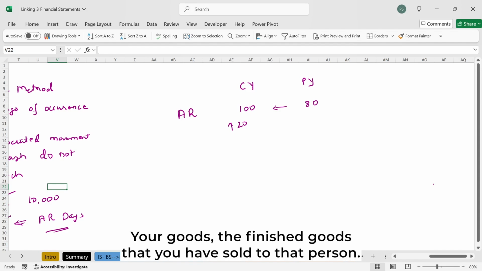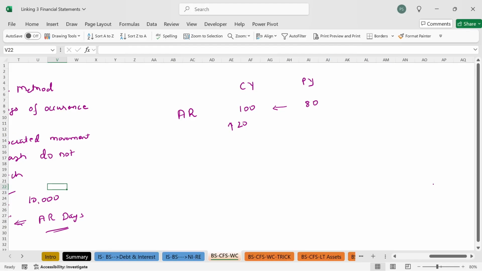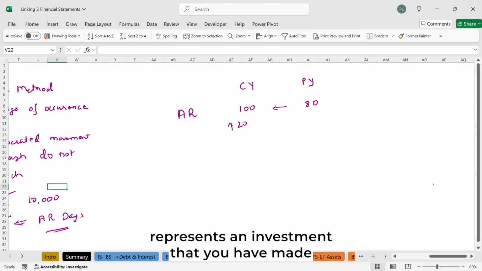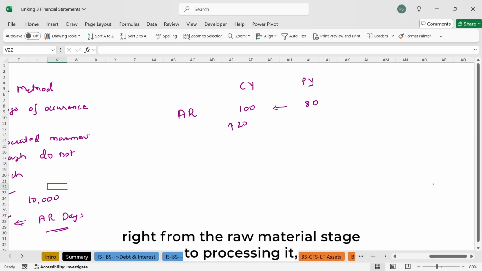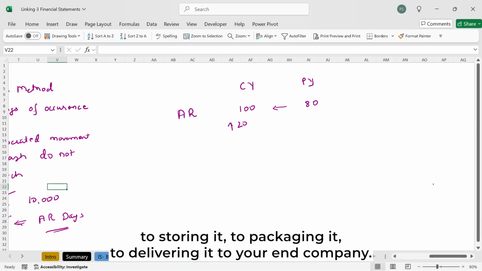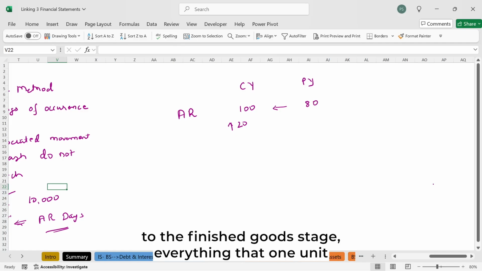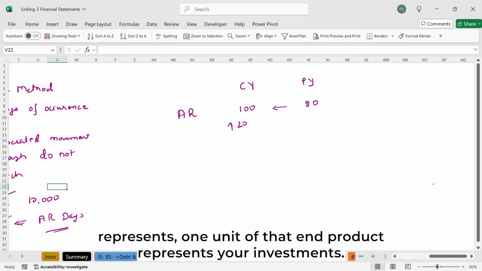Your goods, the finished goods that you have sold to that particular company, represent an investment that you have made, right from the raw material stage to processing it, to storing it, to packaging it, to delivering it to your end company. Everything that you have done to convert it from that stage to the finished good stage, that one unit of that end product represents your investments.